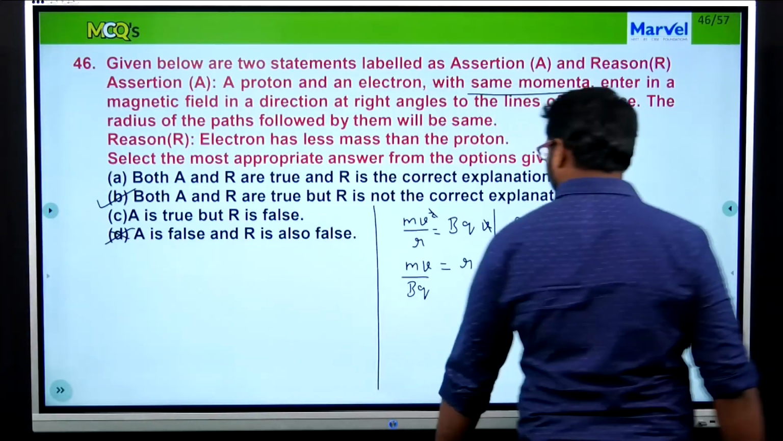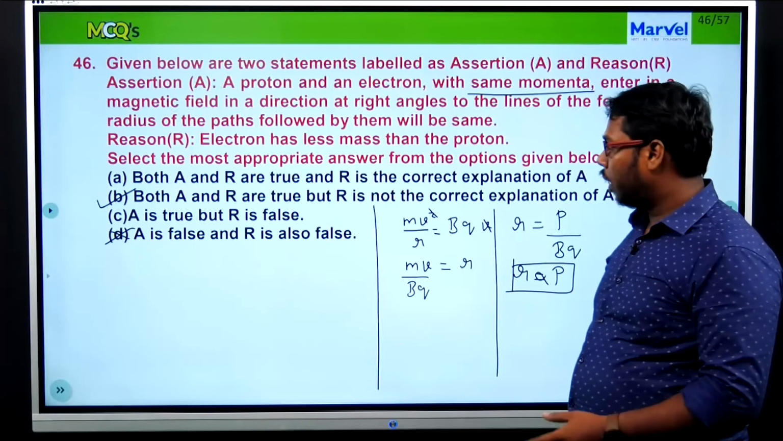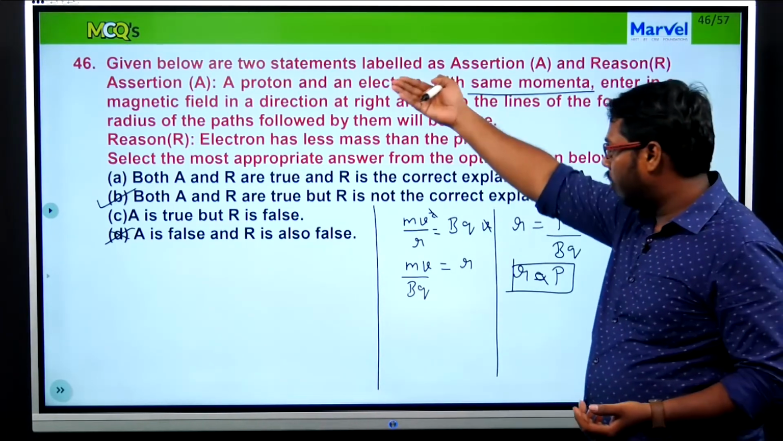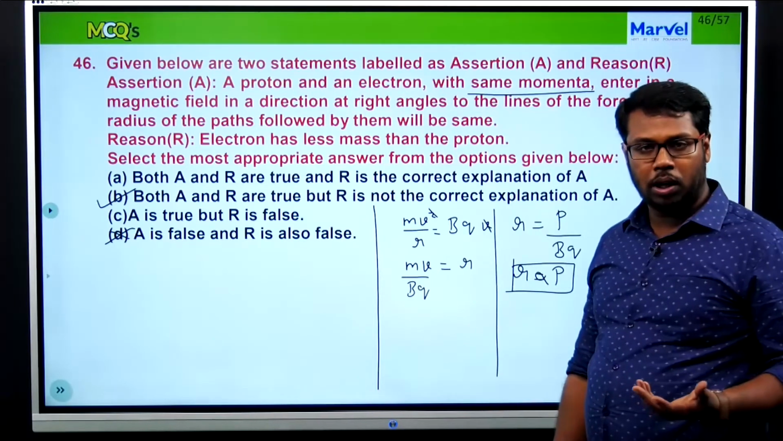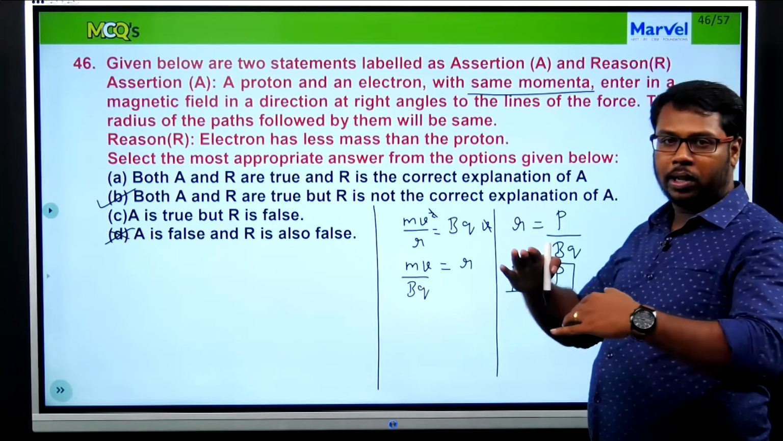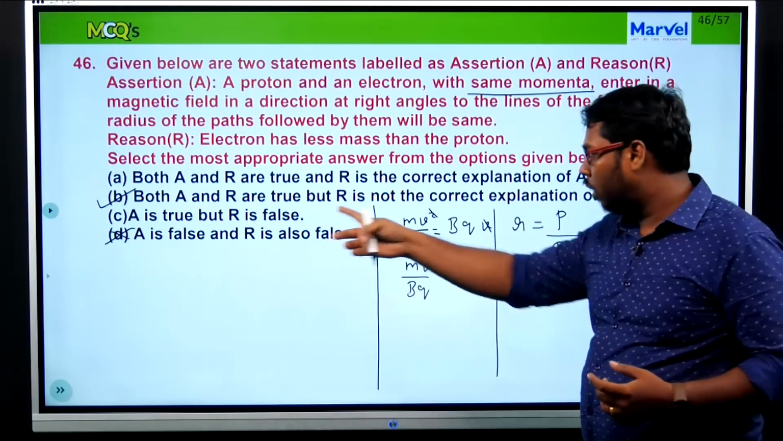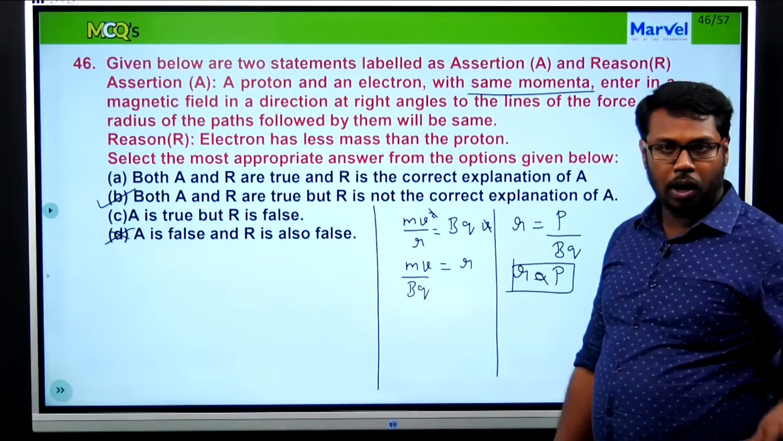So option B is the correct answer for this question. Clear? Very easy. I have analyzed the two statements individually and tried to relate them. If they get related, I will choose A. If they don't relate, I will choose B. Okay, now I will move to the next one.